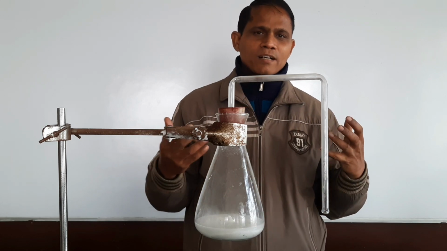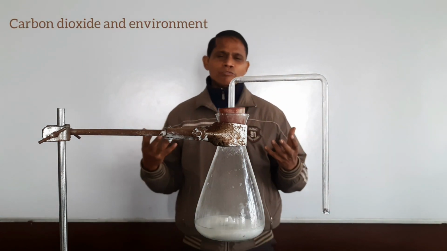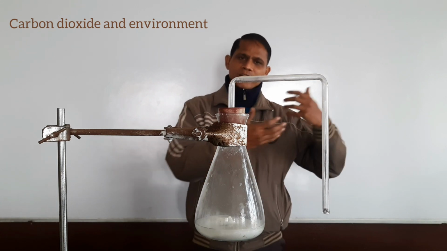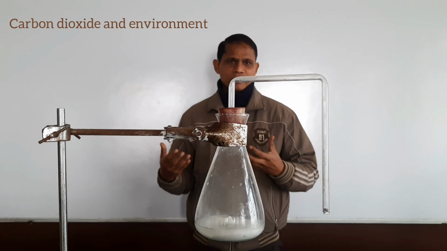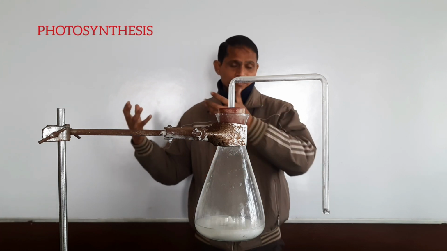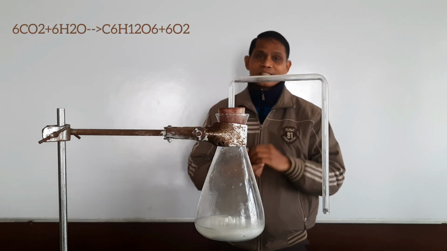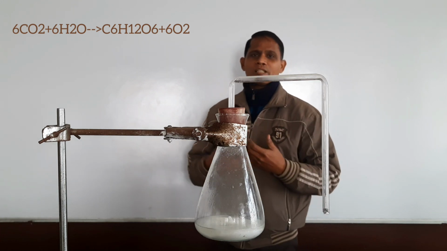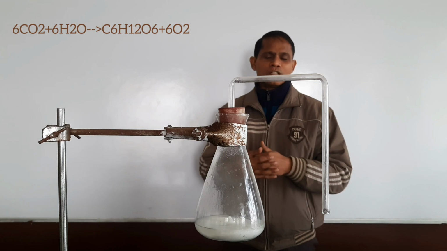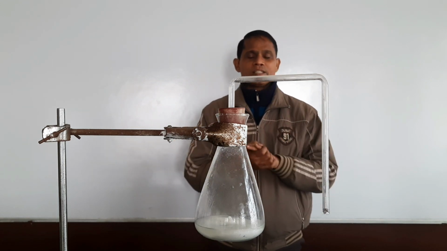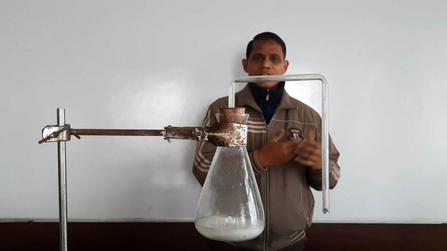Next thing is carbon dioxide is also very important for our environment. You know, plants combine carbon dioxide with the water which they get from the soil, and in the presence of sunlight they synthesize their food. So carbon dioxide and water combine together and we get glucose, which is required for the growth of the plants. So that is the importance of carbon dioxide for the environment.